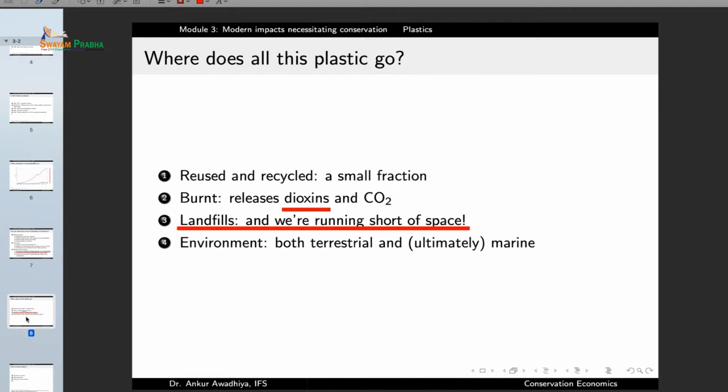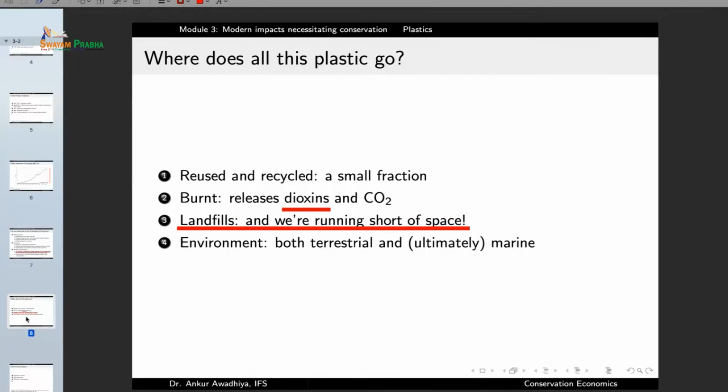Now remember again that plastics are very light materials. Now, if it is a light material, it also means that it is going to occupy much greater volume as compared to a denser material. So landfills quickly get filled up with plastics. So what happens? You are only reusing and recycling a very small fraction of plastics.